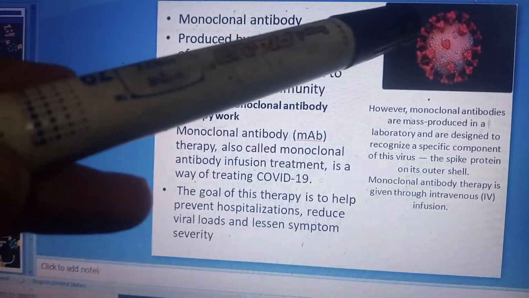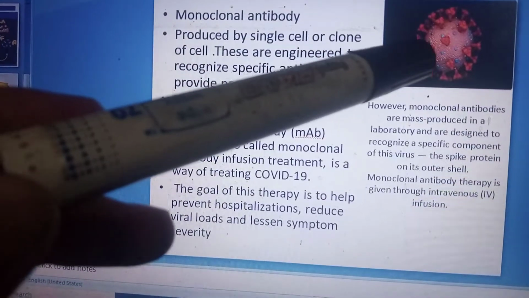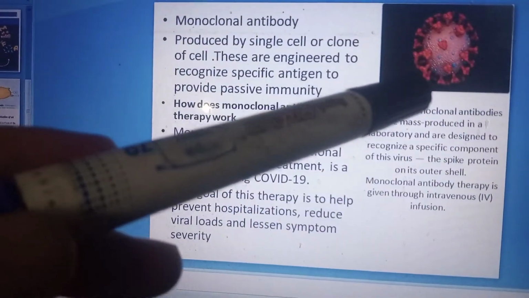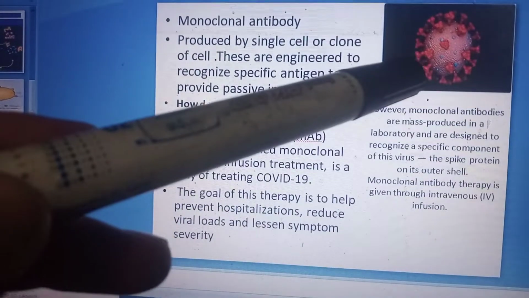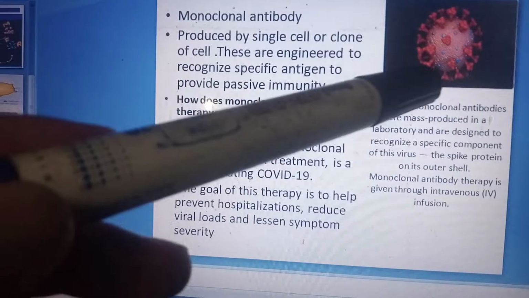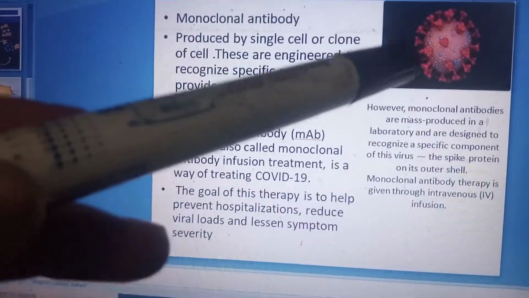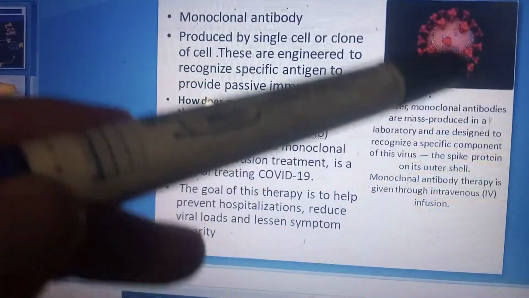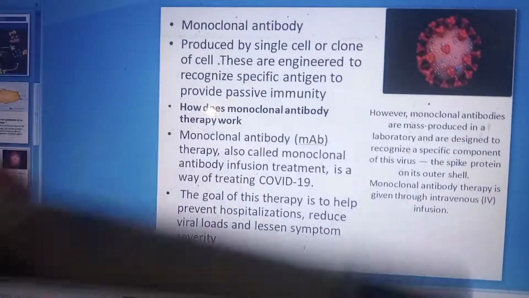Monoclonal antibody therapy is given through intravenous infusion, and you can use it for the coronavirus. What does it mean? It means that when the virus has entered your body, you can use monoclonal antibody, and this monoclonal antibody specifically binds to the virus protein, and in this way it will kill the virus.